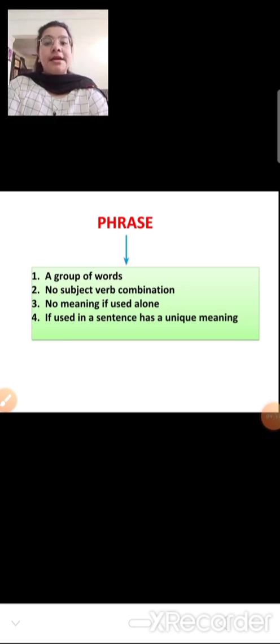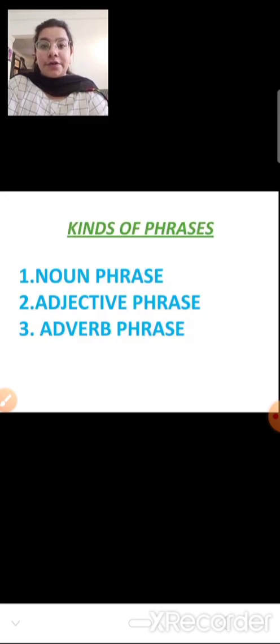Now there are kinds of phrases. Phrases are divided into different kinds. There are three kinds of phrases. First is noun phrase, second is adjective phrase, and third is adverb phrase. Students, you must have read about noun, adjective and adverb. There is no difference in these phrases. It's just that we have to see it once. It is not a difficult thing.